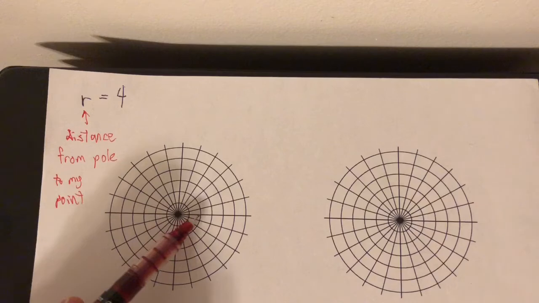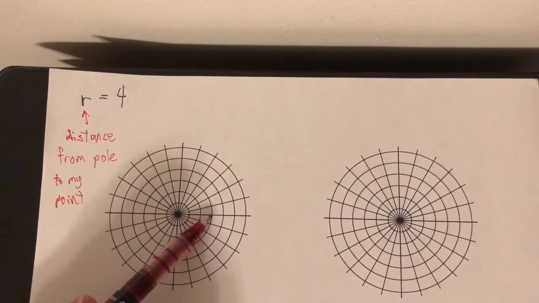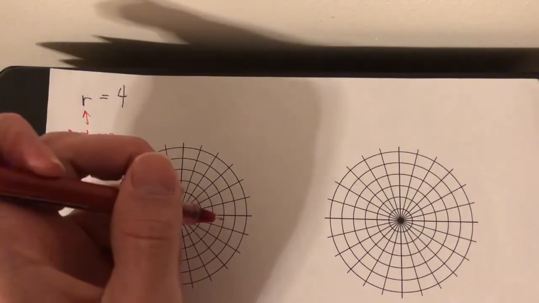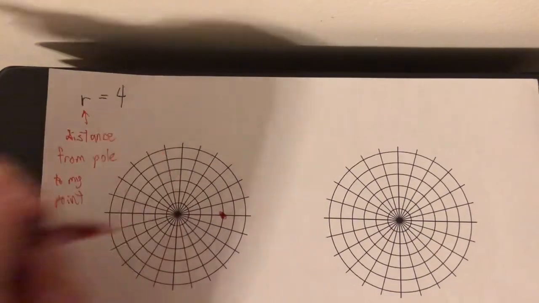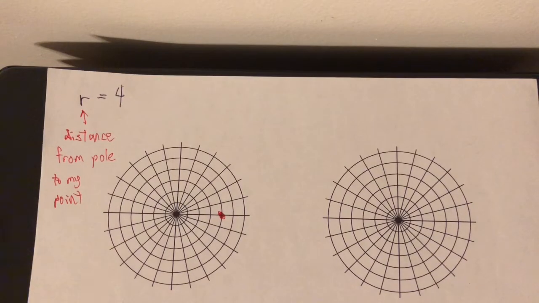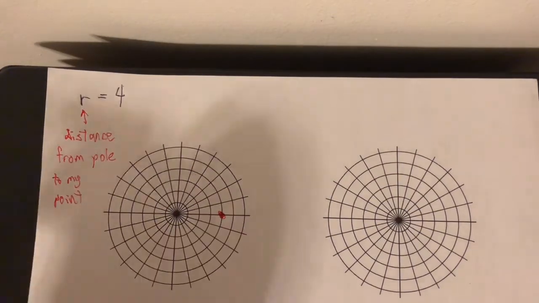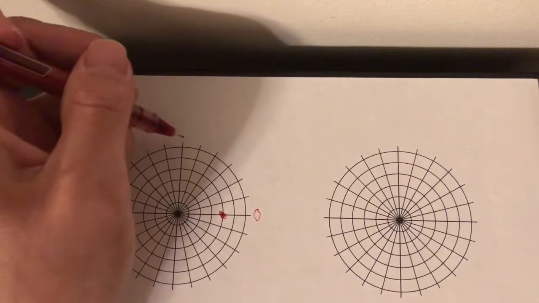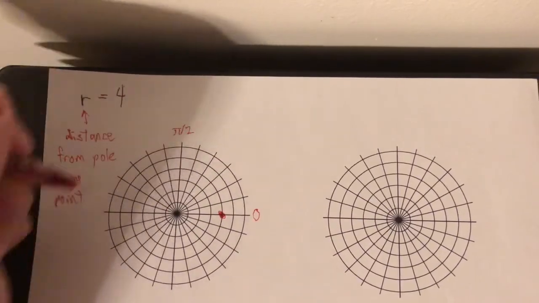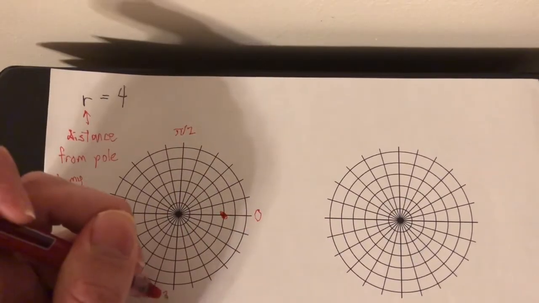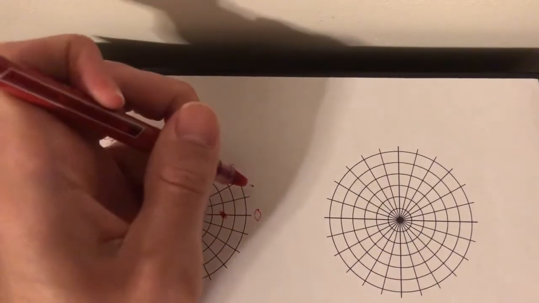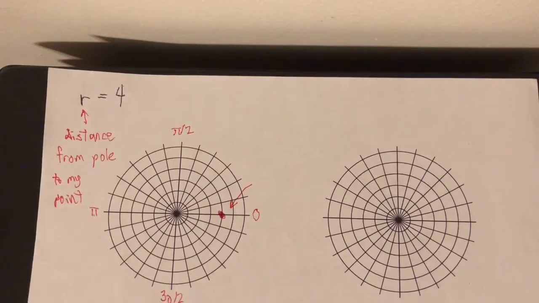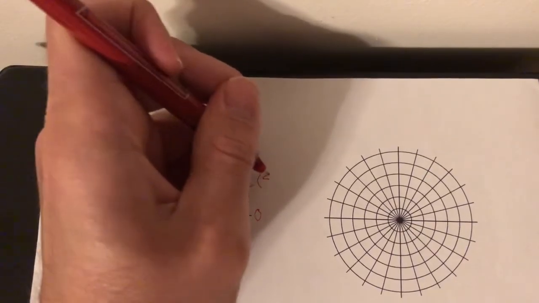So r equals 1, r equals 2. Each circle represents 1 unit, so r equals 1, 2, 3, and 4. For instance, this point here is 4 units away from the pole, and it's in a direction of 0 radians. Remember, the direction is the angle in standard position. If I remember what my quadrantal angles are, that gives me an indication of direction. So this first point here is 4, 0.